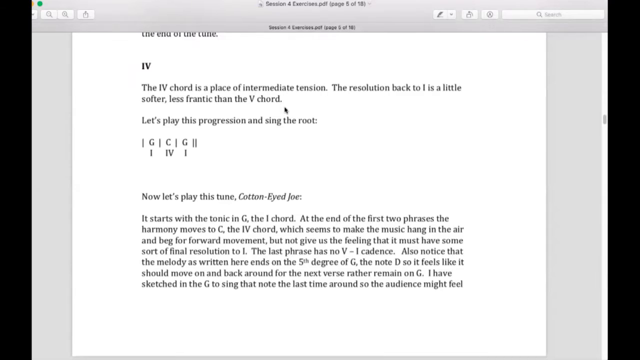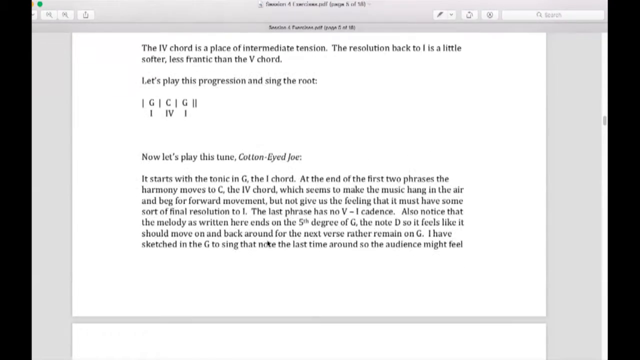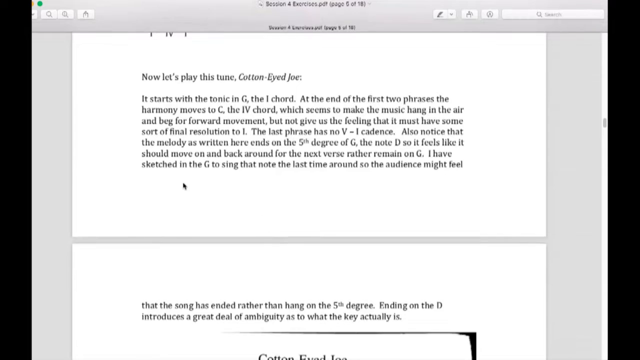4 resolves back to 1, but it's a little softer. Again, let's play G, C, G. Hear the difference between that and this? That's 1-5-1, 1-4-1. Any questions? Now we're going to play a tune called Cotton Eye Joe, which only uses 1 and 4.